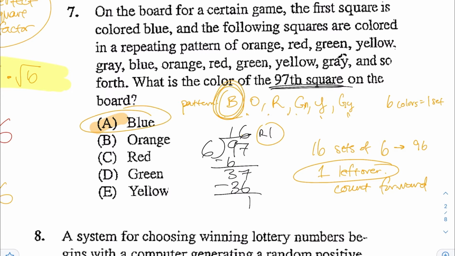In other words, the 96th tile is going to be gray. The one that's left over will restart the new set. You won't go through the full set because you don't have 6. You only have 1. So when you jump 1 step, it's going to be blue, which is choice A.